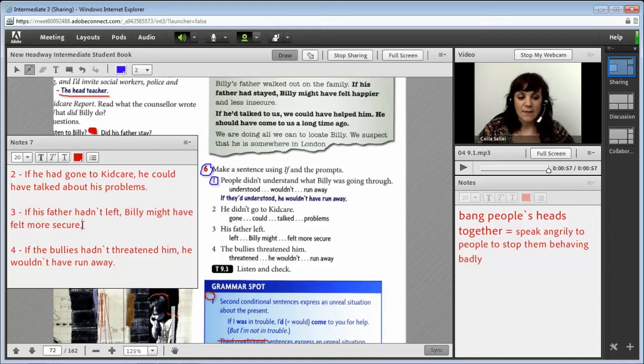So this is a negative sentence. That's why we need hadn't. So the auxiliary verb had is in the negative. And Billy might have felt more secure. And the last one, number 4, the bullies threatened him. We have threatened, he wouldn't, and run away. If the bullies hadn't threatened him, he wouldn't have run away. So if the bullies hadn't threatened him, again, a negative, and he wouldn't have run away.